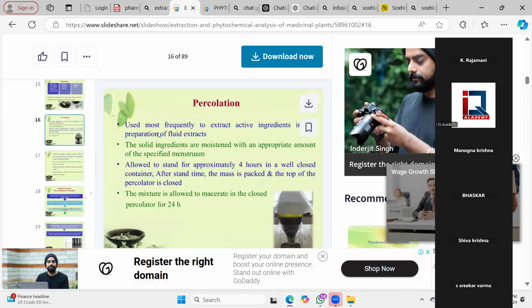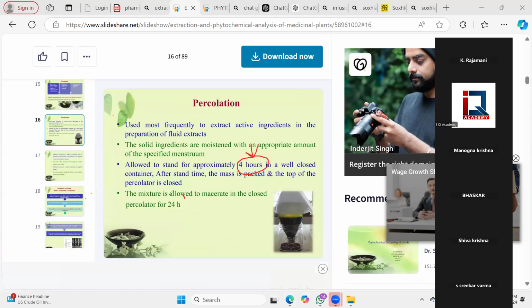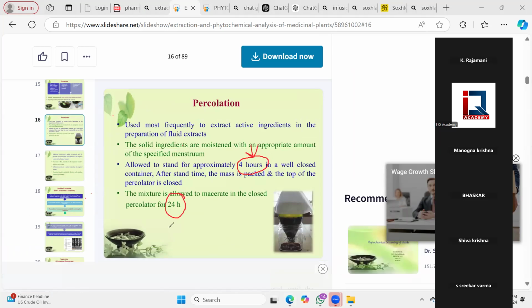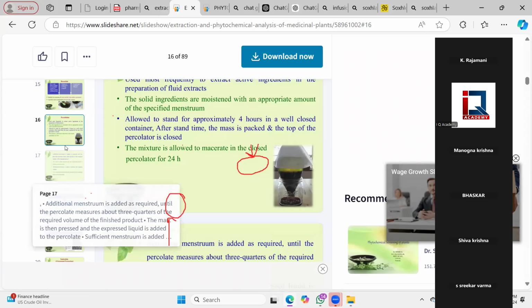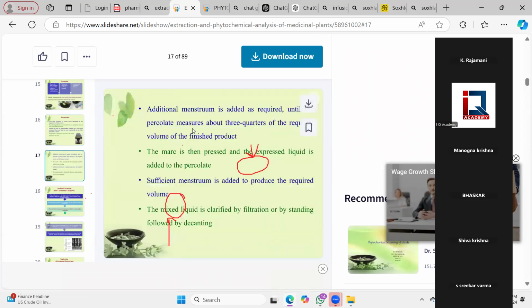In percolation we use a percolator. First, the powdered drug is kept in contact with the solvent for 4 hours. After that you allow it to stand for 24 hours in the percolator. Then the marc is pressed properly. Why is it pressed? So that the excess amount can be removed. Additional menstruum is added if required, then it is pressed to remove the drug. Okay.